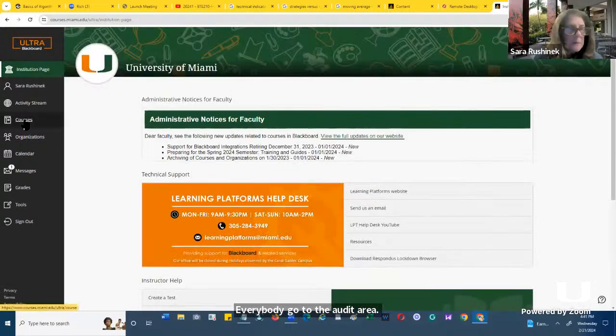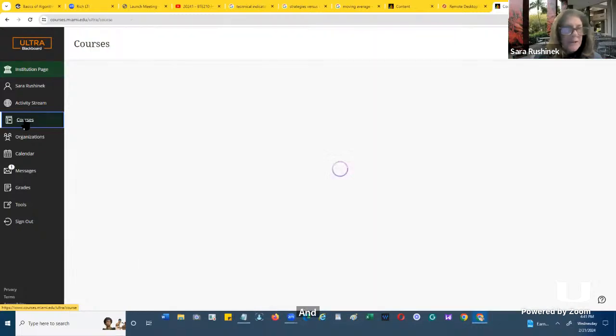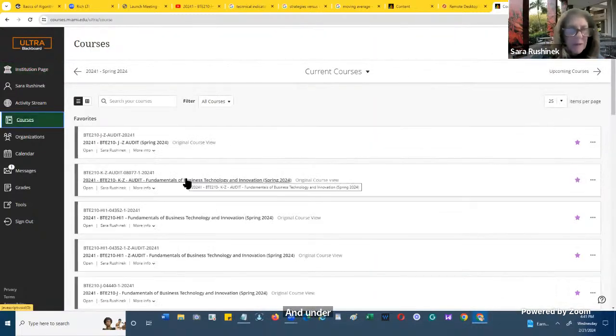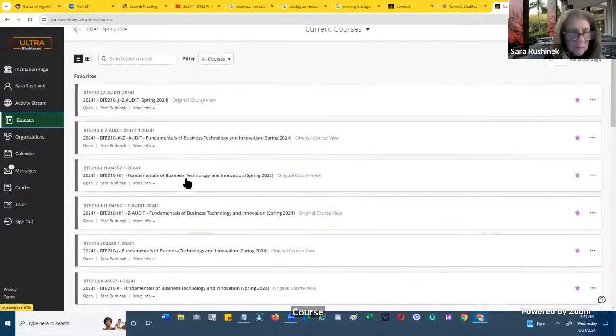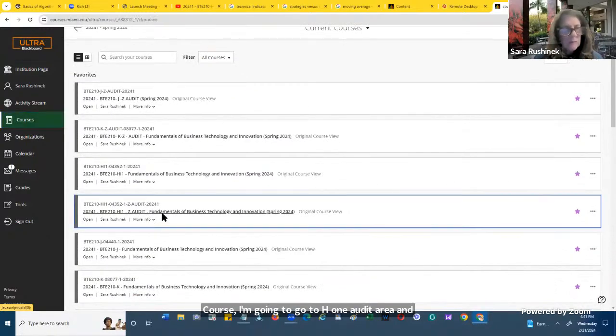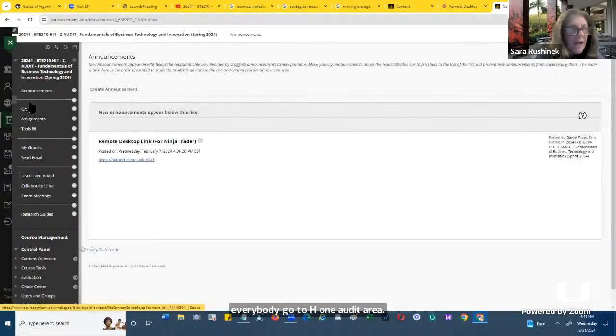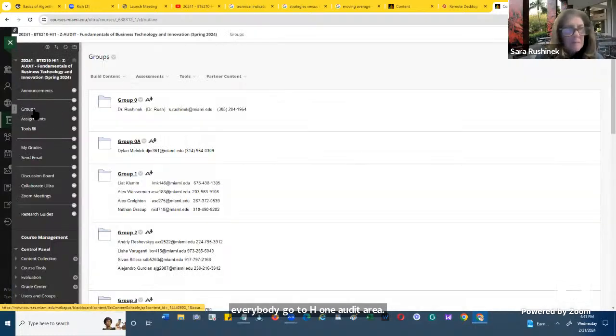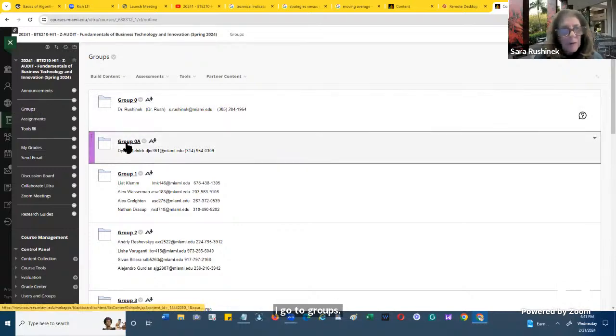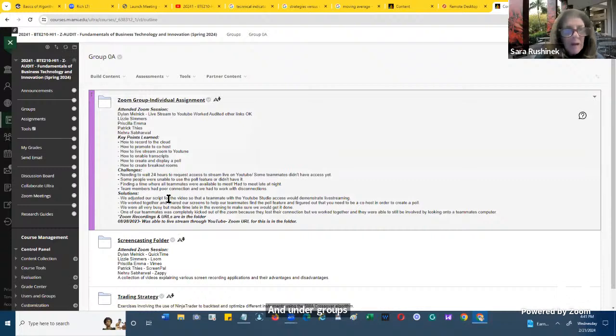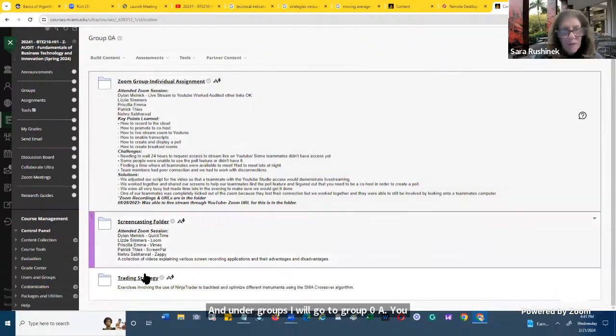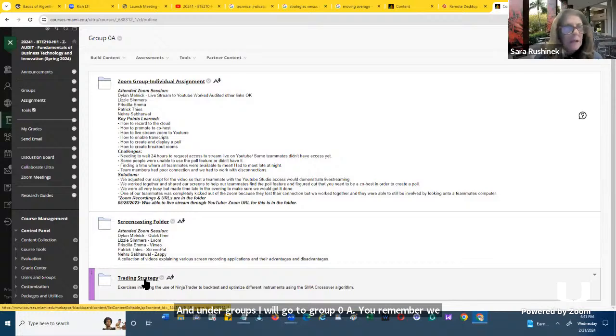And under courses, I'm going to go to H1 audit area, and everybody go to H1 audit area. I go to groups. And under groups, I'll go to group 0A. You remember we had the Zoom and the trading strategy. Everybody, you should even do this now, make yourself another folder and follow group 0A's lead. Trading strategy.